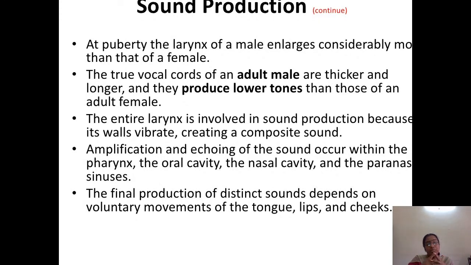Even the voluntary movements: the sound is produced as the air goes through, but that sound is articulated. The articulation is by means of the tongue, lips, and cheeks, which are helpful for the voluntary movements. The sounds come out in the form of words, and those words are produced because of the tongue, lips, and cheeks, which act as accessory organs for the production of sound.